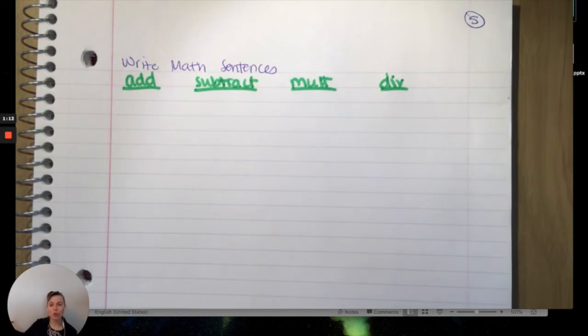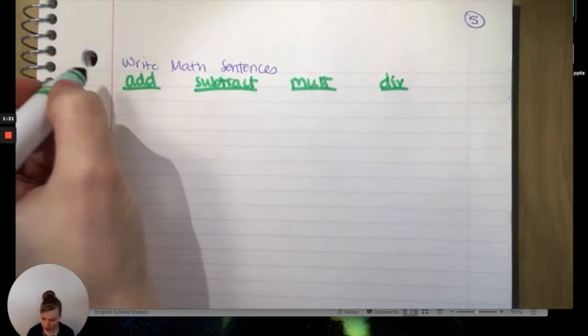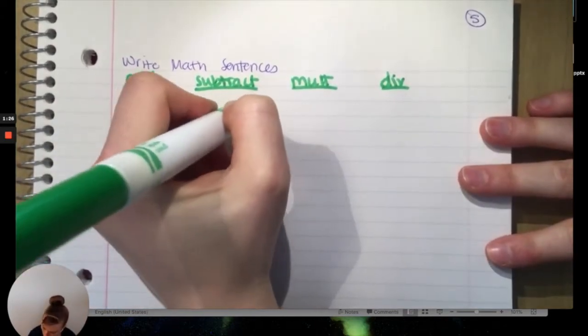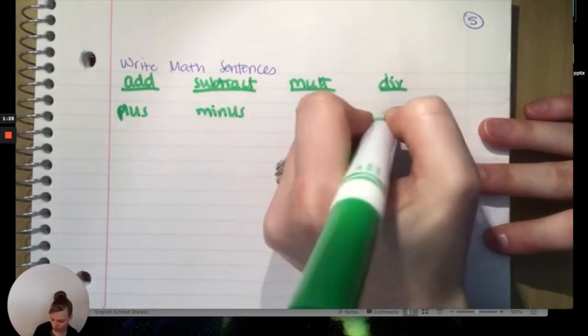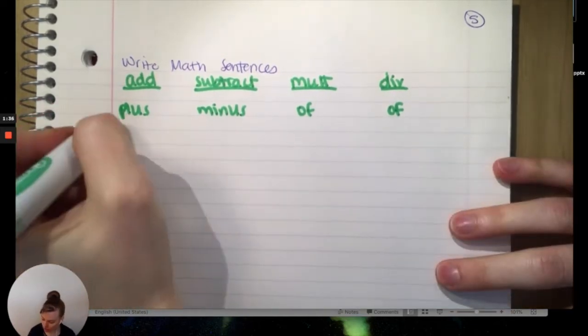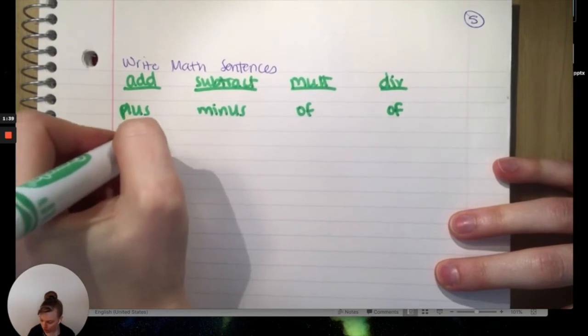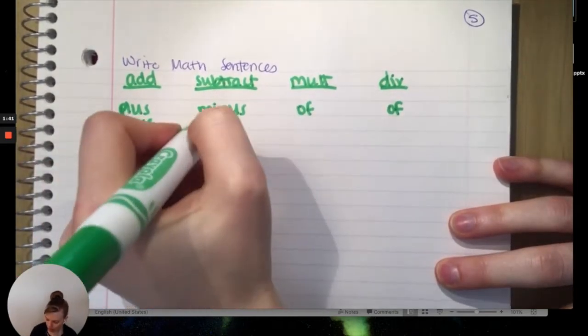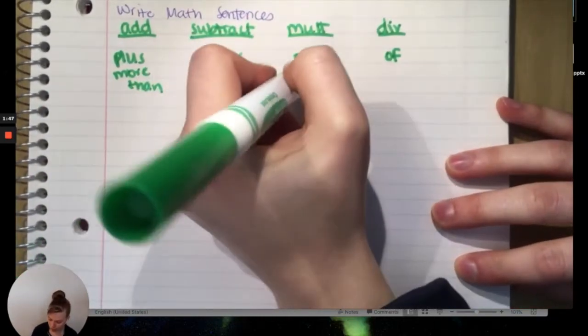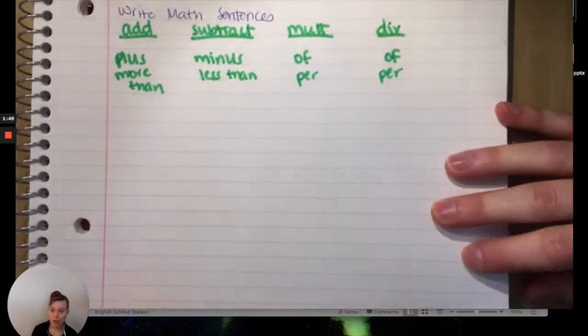And then also, if you want to, you can actually extend this. Go online and Google writing math sentences, add, subtract, multiply, divide keywords or key terms, and see what you come up with. So we've already seen that add has plus, minus, of can actually be for multiplication and division. Depends on how it's worded, if it's a fraction or how it all works. And then addition could also be more than. Subtraction, it could be less than. Multiplication and division could also have a per or a rate.